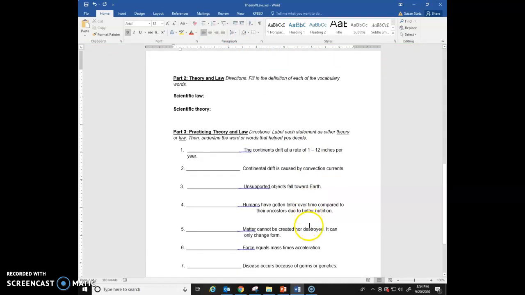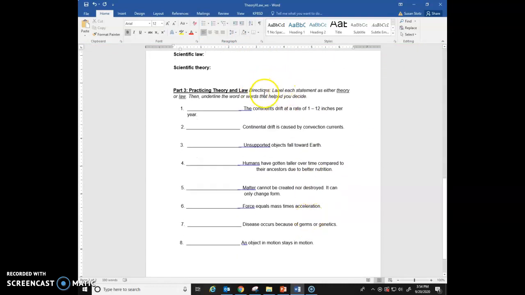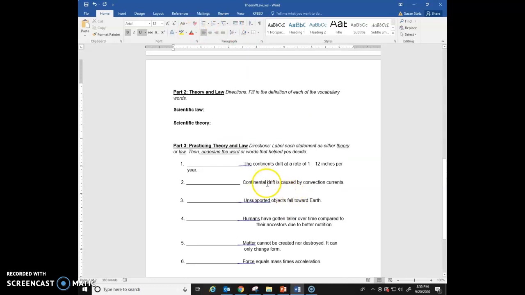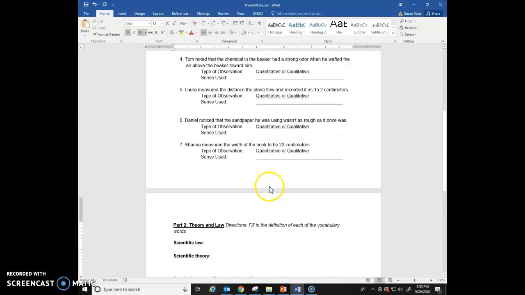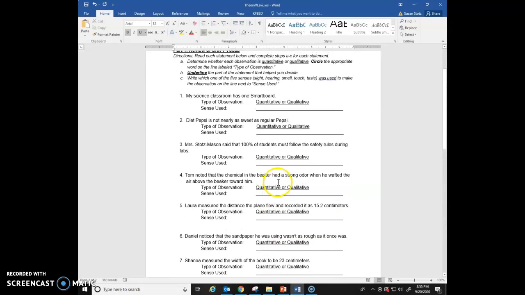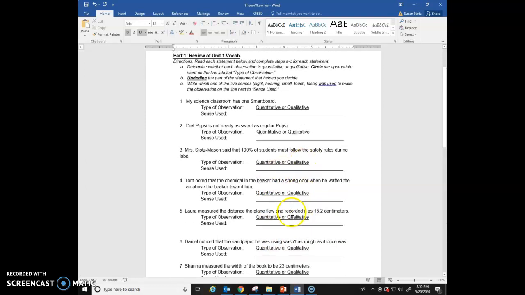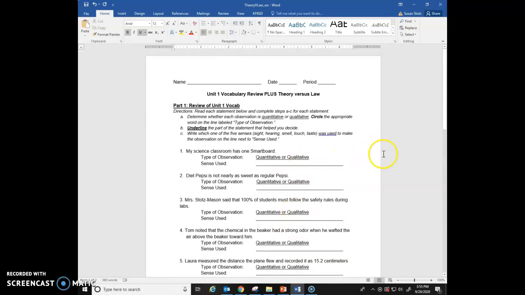Okay. And this, please read the directions carefully. Label each statement as theory or law. You're going to write that here. Then underline the word that helped you to decide, word or words. Okay? So this assignment is doing a couple things. You're not only getting some practice on the stuff we just did, you're also learning a little more about Microsoft Word, or hopefully Google Docs, if I can get this into Google Docs.